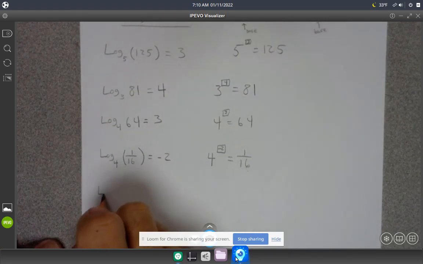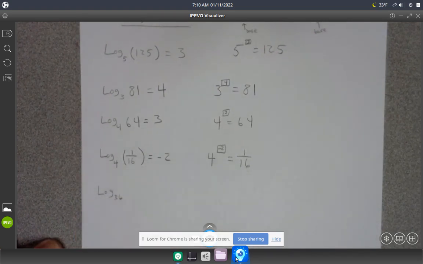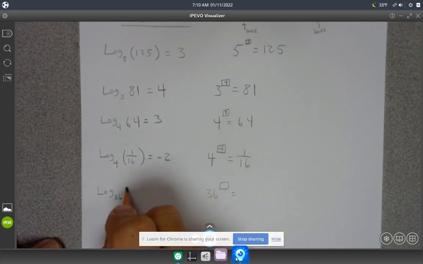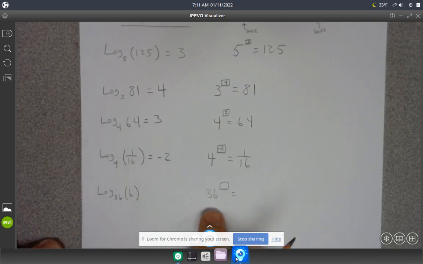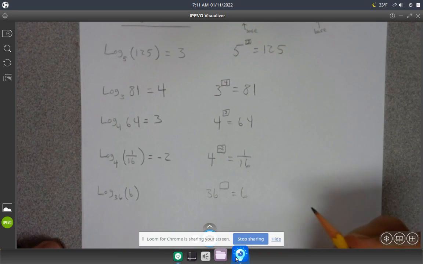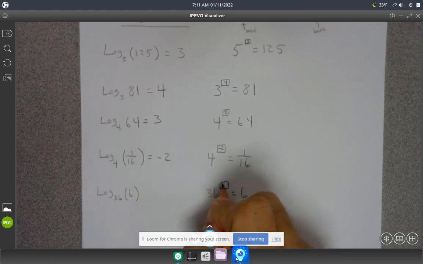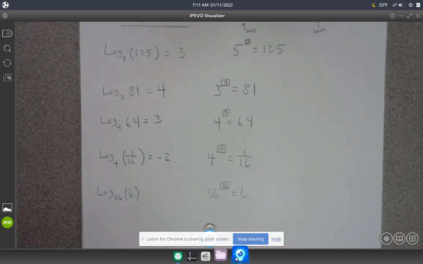If I'm looking at log base 36 of 6, it's 36 to some power, and it means I'm asking the question: 36 to what power will equal 6? Well, I know the square root of 36 will give me 6, and square roots are just the same as fractional exponents. So this is 36 to the 1/2 power. So log base 36 of 6 is equal to 1/2.